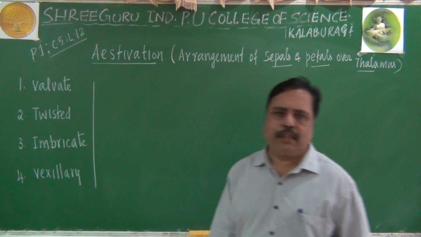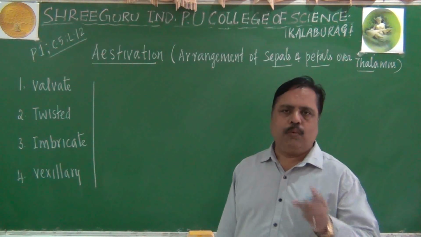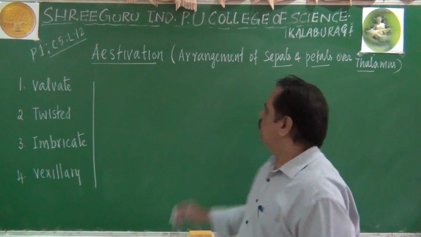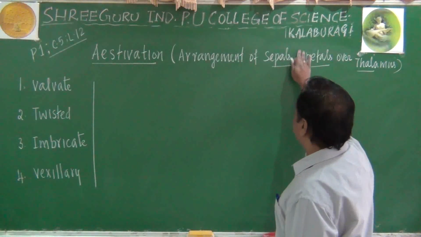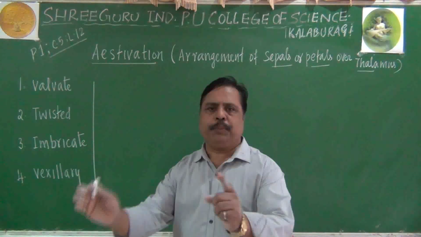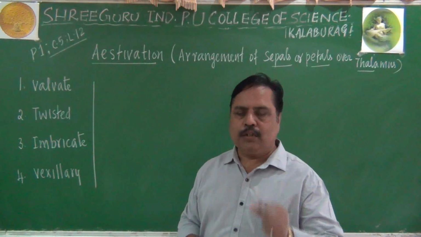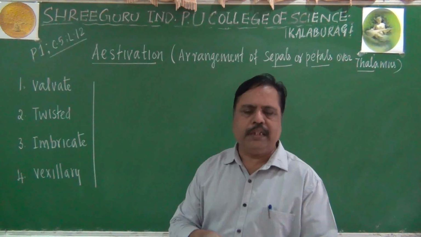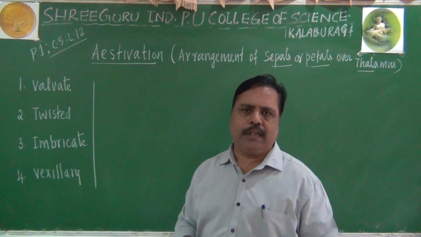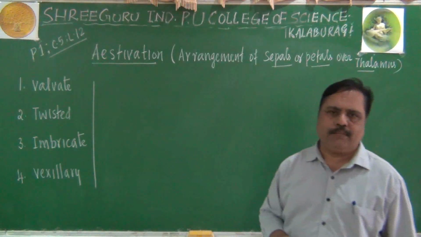What is estivation? It is the arrangement of sepals or petals over the thalamus. Here we can use the word or. How sepals or petals are arranged over the thalamus. Listen to me carefully. The diagrams are very important here. We can see how valvate estivation is there.